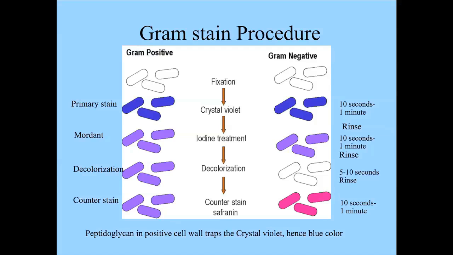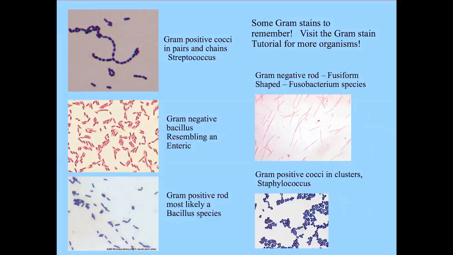It's 5 to 10 seconds of decolorization, and then you put on your counter stain, which is normally the stain safranin, for a minute or so. At the end of this procedure, you'll have known what's gram-positive cell wall, which is stained a darkish bluish purple color, and a gram-negative cell wall, which will be stained red. On the next slide, we will talk about the appearance of gram stains.